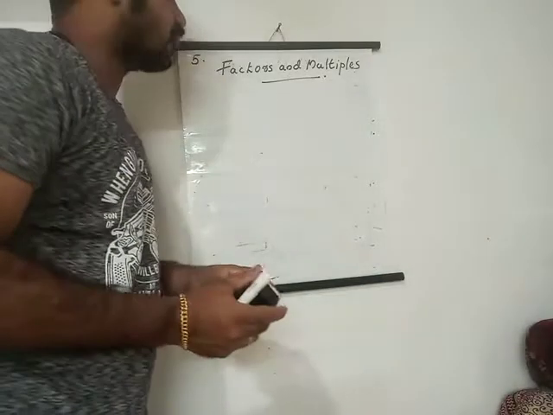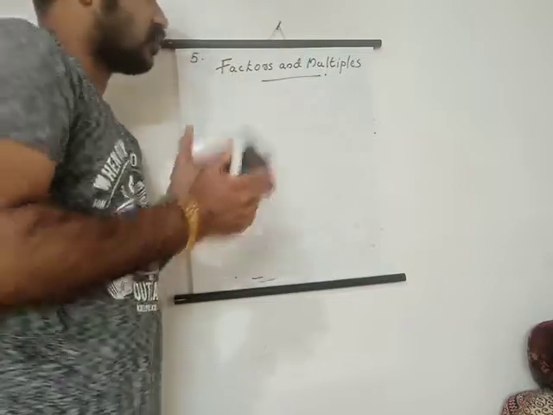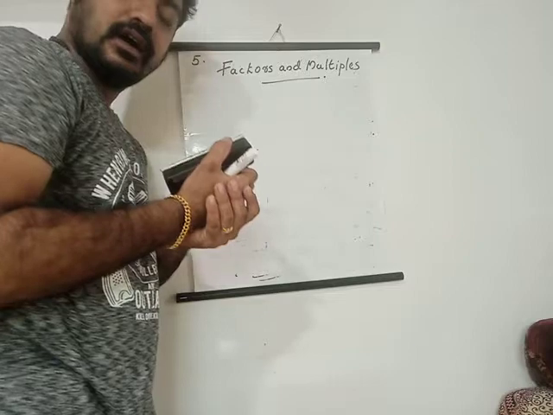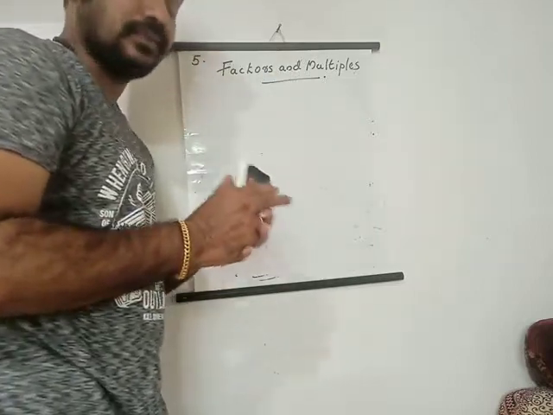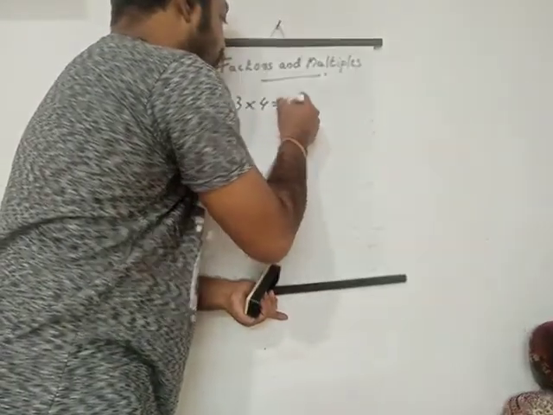Hello dear students, today we are starting our new chapter, factors and multiples. Okay, so this word factor and multiples is already familiar to you. We can just recall some terms that are used in factors and multiples. Here, first, 3 fours are what? 12.